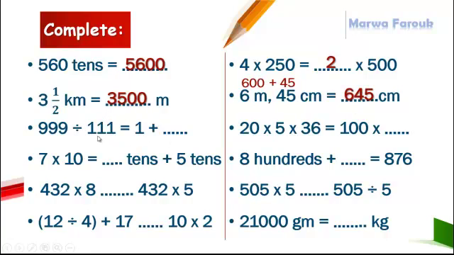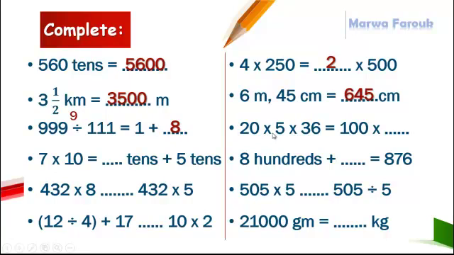Next one, again two sides. This side first because it has no missing number, 999 divided by 111. This number is more than one digit, so I'm going to choose only the biggest digit here. 9 divided by 1 equal 9. Now 9 equal 1 plus what? 1 plus 8. So the missing number here is 8.